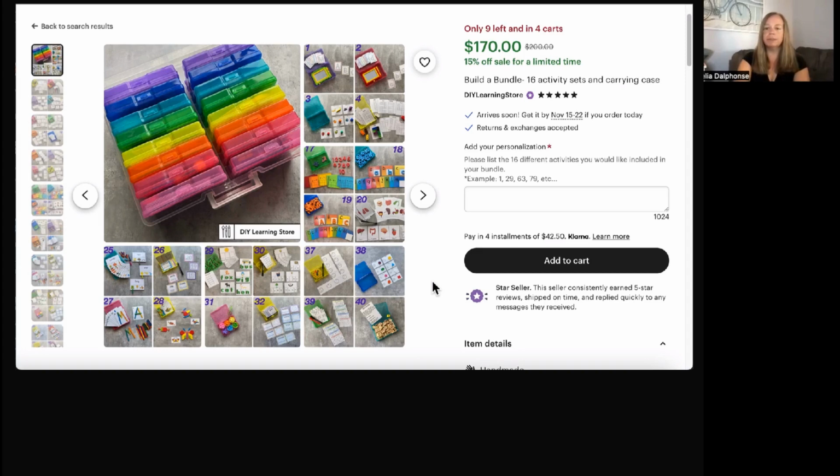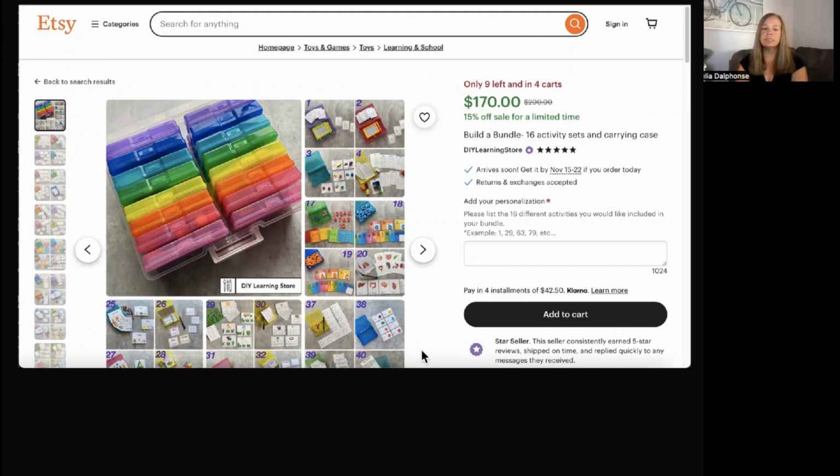This is a product. It's called Build a Bundle. It's 16 activity sets in a carrying case. It's $170. And this one actually has 1,300 reviews, and they're all 5 stars. So even though it's expensive, it's getting really good reviews. And so people really like this product. And it's probably because it's so well organized, and it helps you be really efficient. You can actually choose any 16 of the sets that she has available to teach different skills.